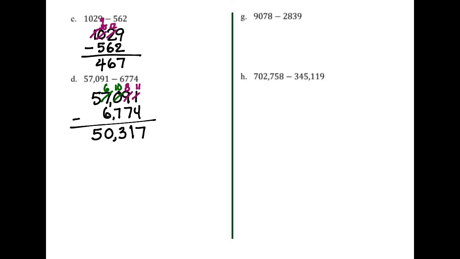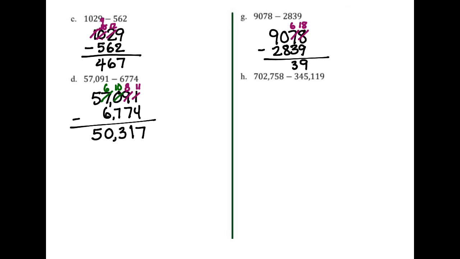And the next one, 9078 minus 2,839. Okay, so cannot do 8 minus 9, so we need to borrow. Take 1 away from the 7, it's now a 6, and you put those 10 with the 8 to give you 18. 18 minus 9 is 9. 6 minus 3 in the tens column is a 3. We don't have to worry about borrowing.